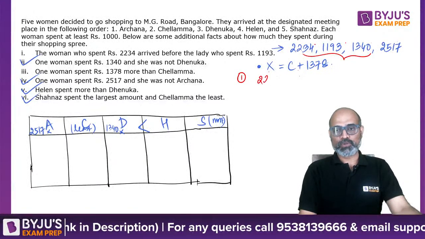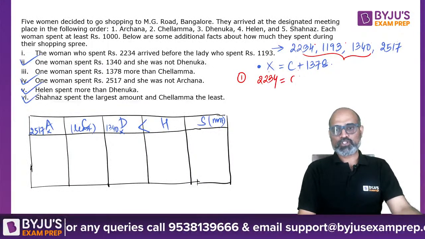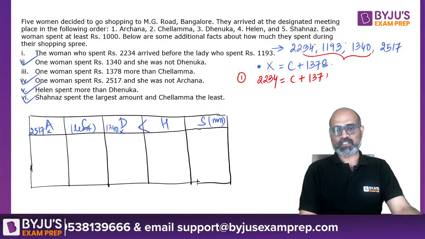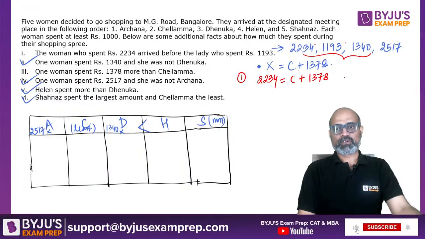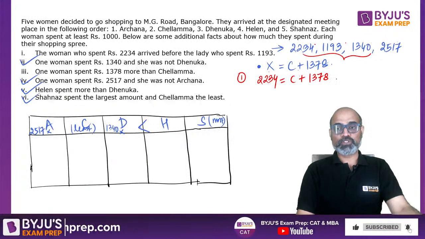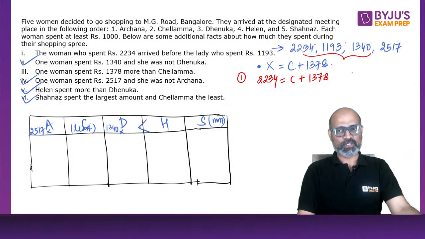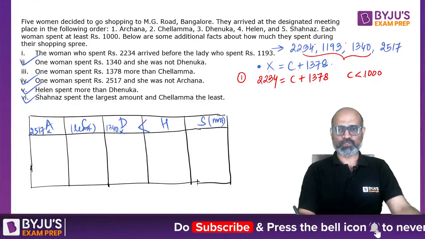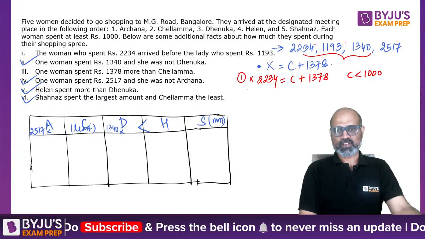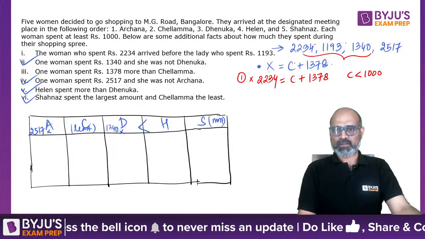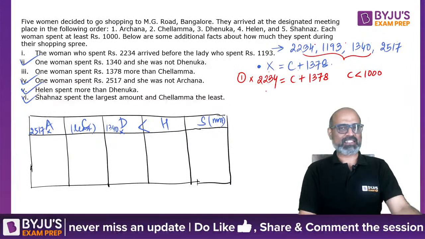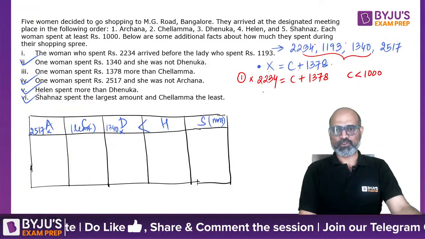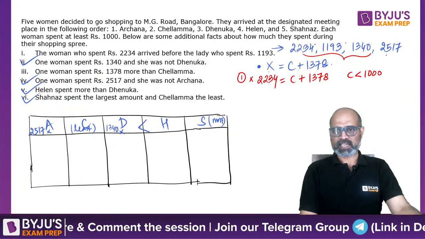So if I take 2234 as X, then what should be the value of C so that the difference becomes 1378? What could be the fifth value? So 2234 minus 1378 is going to be less than 1000, right? Because 1378 plus 1000 is 2378, and we are at 2234. So this can't be. Okay, let's try another one. Can we have 1193? No, it won't make sense. Can I have 1340? It won't make sense. Can I have 2517?